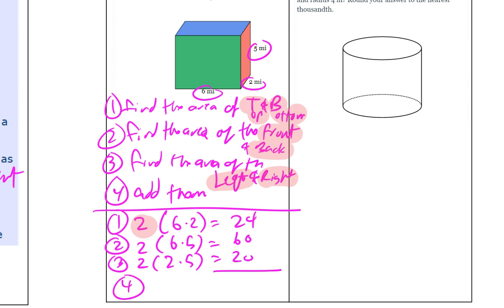And then the fourth step, we said we're going to add them. So let's just add them real quick. We could type that all into our calculator if we wanted to, but we can also do the math. Let's start with the ones column. So 4 plus 0 gives us 4. Then we have 2 plus 6 is 8, plus 2 more is 10. So that's our answer, 104. And then the units are meters squared. So we would say meters squared.